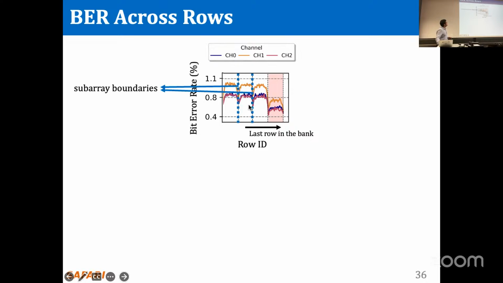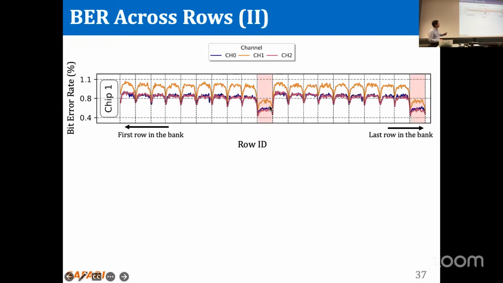These are the subarray boundaries that we reverse engineered using RowHammer tests. And this is the last subarray in the bank. This is the last 832 rows. Just wanted to tell you that these are the last 4 subarrays in the whole bank, right? This is a small picture of the full plot. This is the full plot.